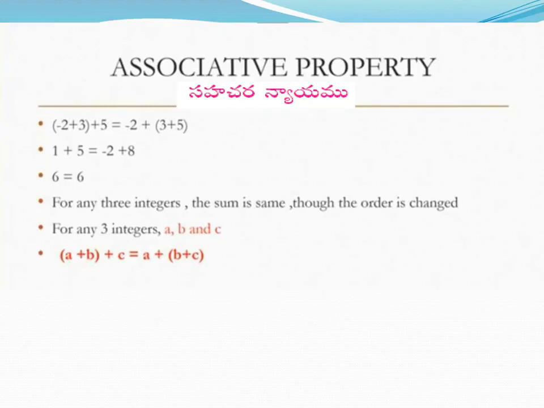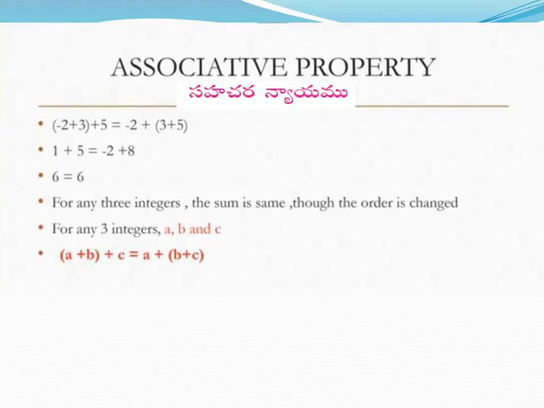Now we will solve the RHS. What is the RHS? -2 + (3 + 5). First we simplify what is contained in the brackets. So 3 + 5 we first solve. 3 + 5 equals 8. The resulting sum is added to the first integer, which is -2. Then -2 + 8 is equal to 6. Here in both cases LHS equals RHS. So for any three integers the sum is the same, though the grouping is changed. If you take any three integers, the sum is not changed when the order is changed.